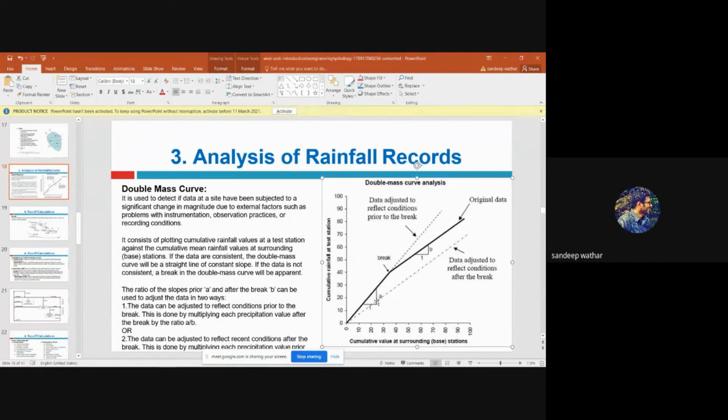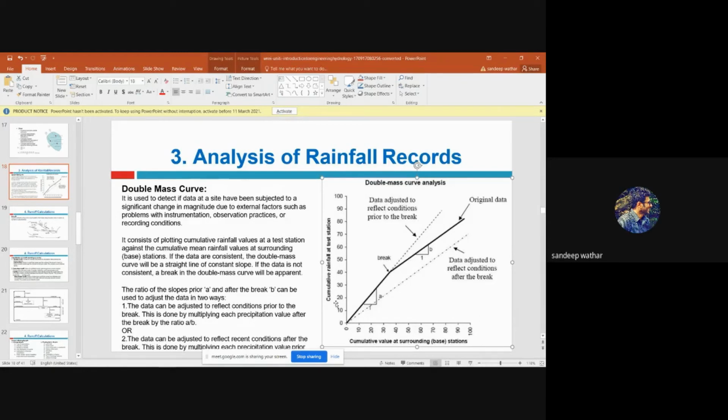So what we do is that we'll take the slope before the break and the slope of the curve after the break. Then we take the ratio of a and b, and we multiply with all the values of the test station, rainfall values of the test station after the break, whatever the values that we have. So it's a little bit confusing. Anyhow, I'll explain it with the problem in the next class. Okay, the method, you try to remember it. This is how it is to be done.